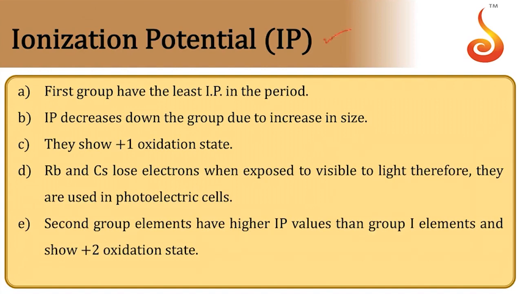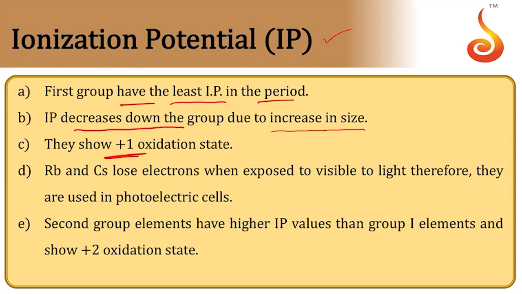Then coming to the property ionization potential. The first group elements have the least ionization potential in that particular period. That is because of the largest atomic size in that period. So first group elements have the least value. And ionization potential will decrease down the group, because of the increase in atomic size down the group. And all the elements of the first group exhibit the +1 oxidation state.